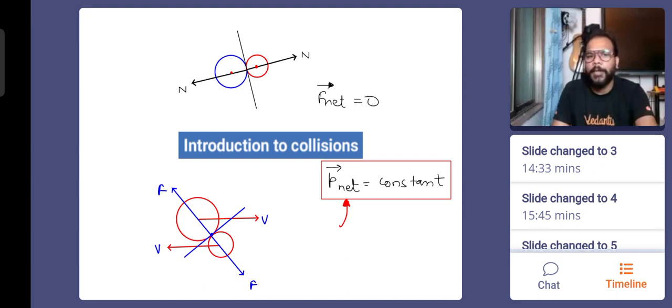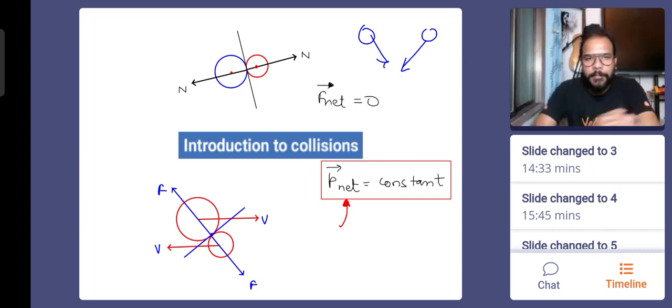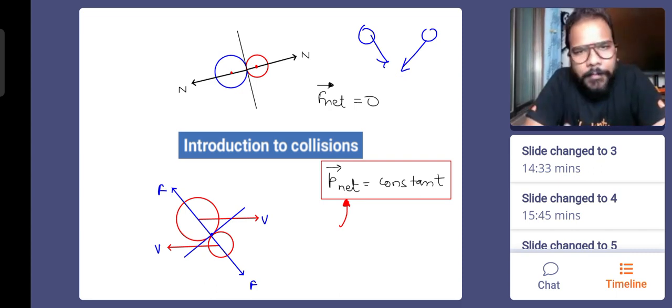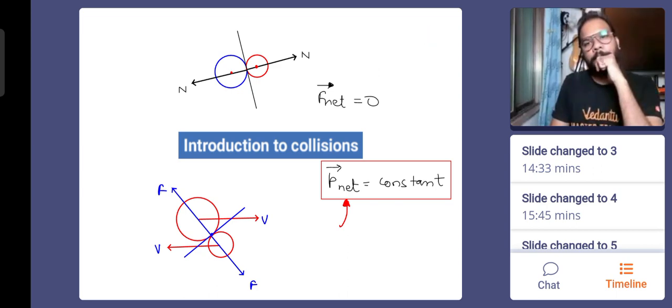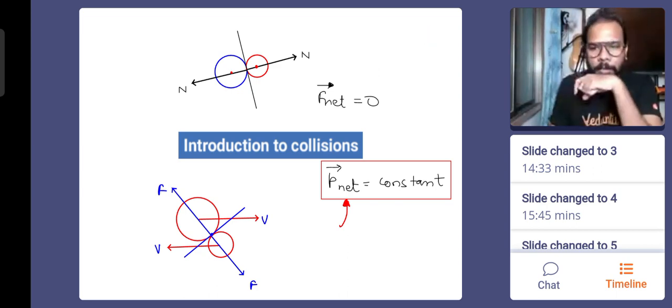Not necessary. If one object is coming like this, the other one is coming like this, both of the same size, colliding here, then also. Have you ever played carrom board? Try to hit one coin with the other one. They always move in random directions, which is basically oblique collision. Two-dimensional collision is called oblique collision.